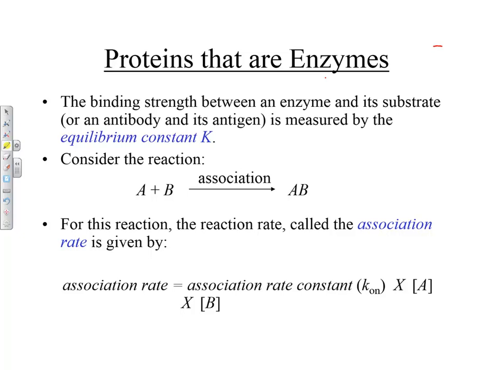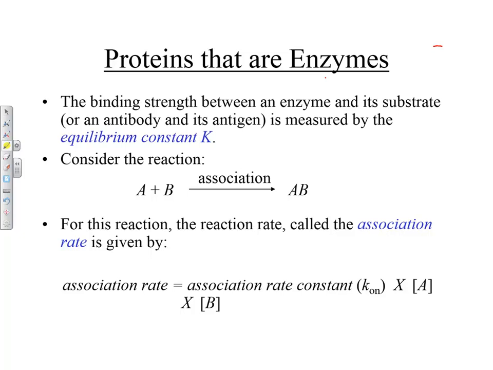Now the binding strength between an enzyme and its substrate, right? Again, this is terminology. Enzyme is a protein which is a catalyst. The molecule that it acts on, it could also be a protein, that is called its substrate. So the binding strength between an enzyme and its substrate, or an antibody will interact with an antigen, is measured by the equilibrium constant K, right?